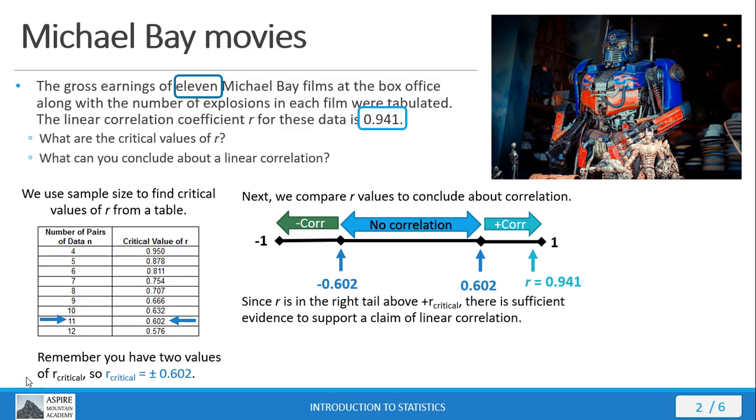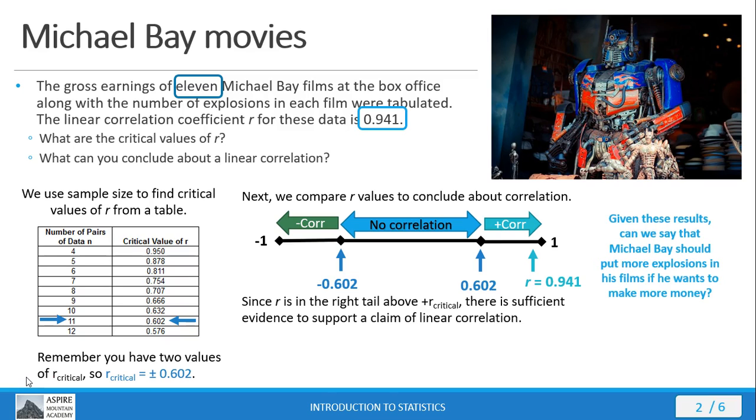Therefore, we can conclude there is sufficient evidence to support a claim of linear correlation between the number of explosions in Michael Bay movies and how much the films gross at the box office. Now, given these results, can we say that Michael Bay should put more explosions in his films if he wants to make more money? I'll give you a moment to respond.